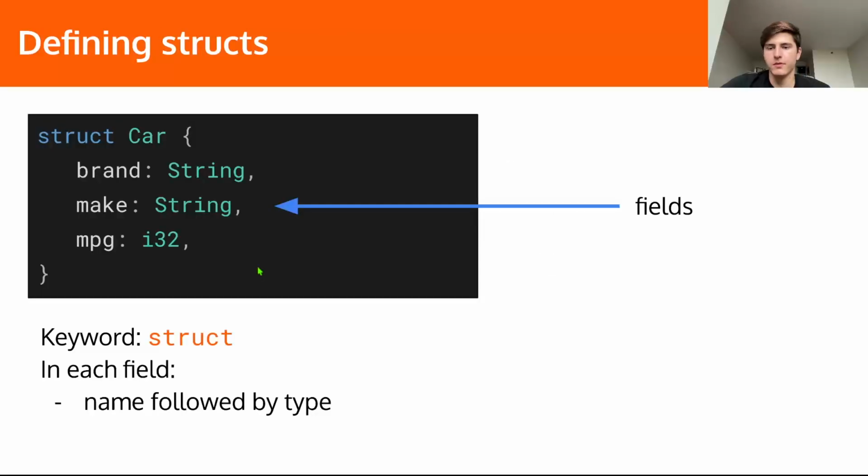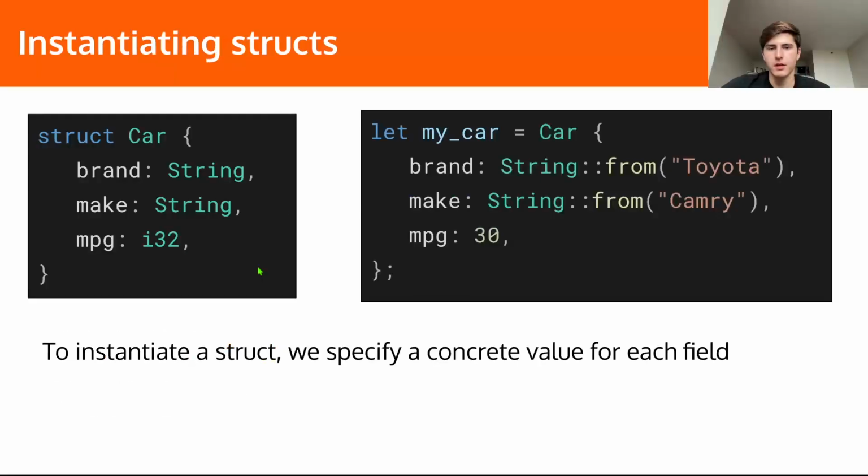So this is how we define a struct. This should be review. You have field names followed by their types, and you can instantiate it by defining it as such on the right, and the order of the fields does not matter when instantiating.